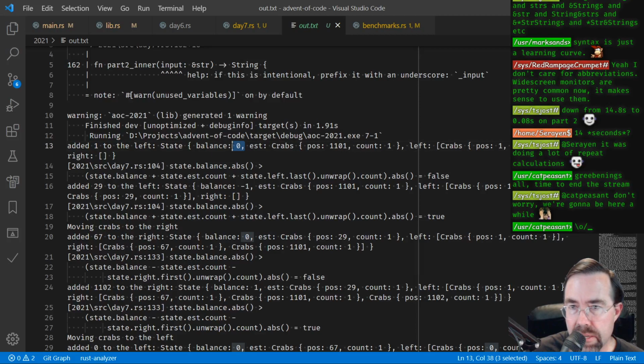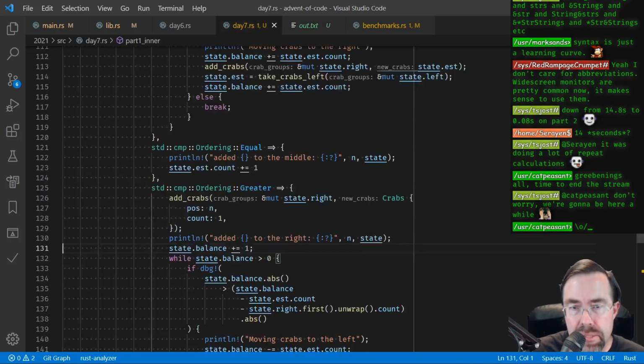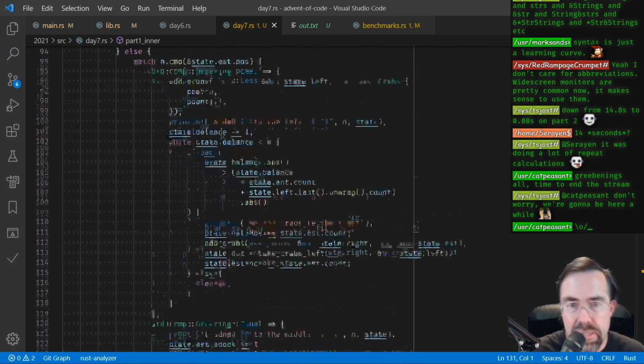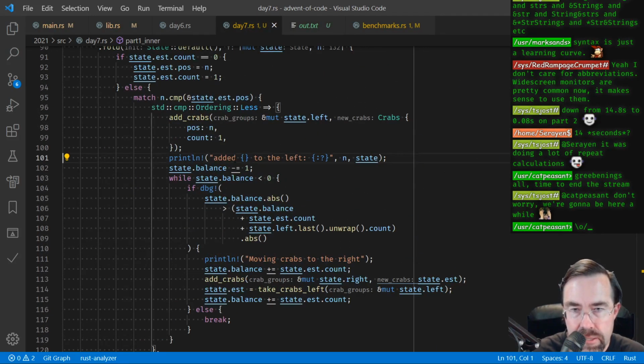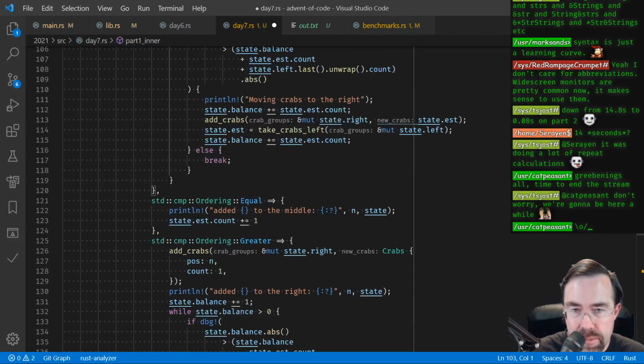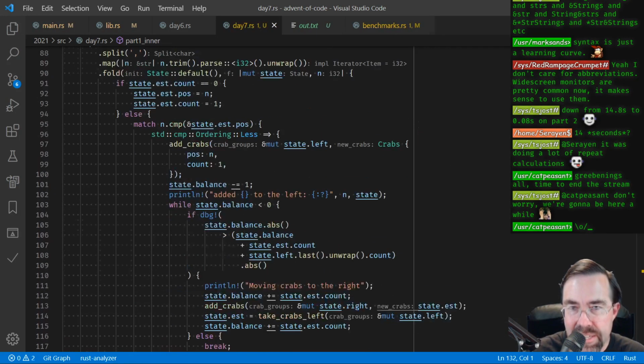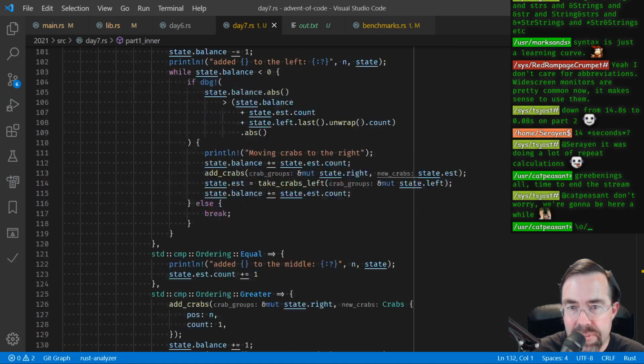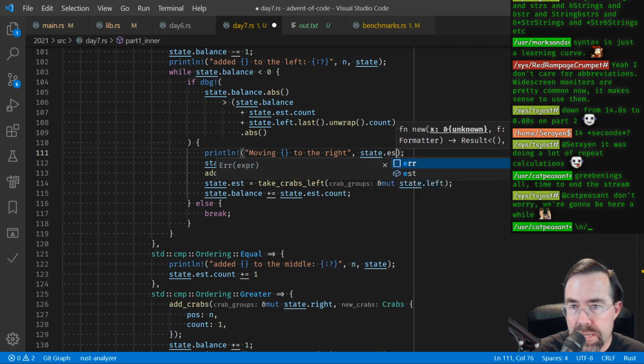This balance isn't right either. Okay, the balance is not, did I not print out the balance? Ah, shoot. I did it again. Print it after the balance is updated. And really I should say moving some number. State.est.position.